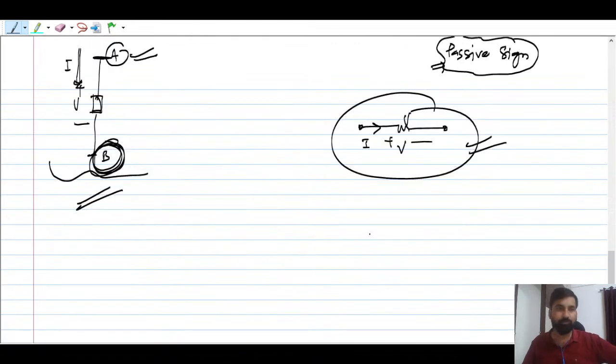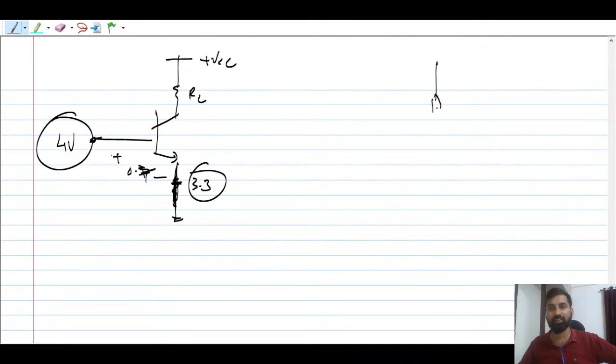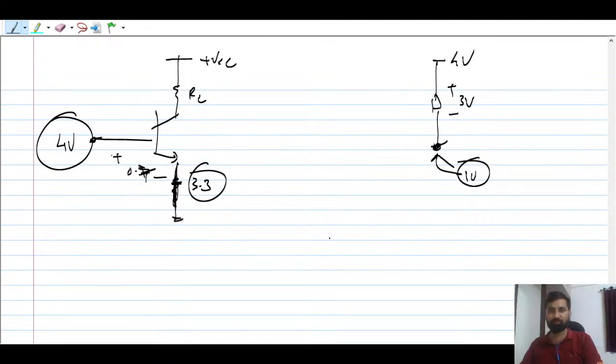But in case of this element, suppose there is 4 volt here and 3 volt here. Someone asks you what is the potential at this point, so you will say that 4 is going down by 3, so 1 volt. But suppose you change the polarity of this terminal, so this is 4 volt, and this is minus plus 3 volt.